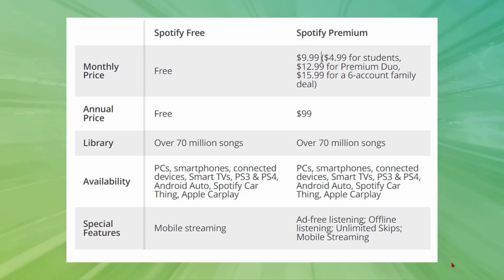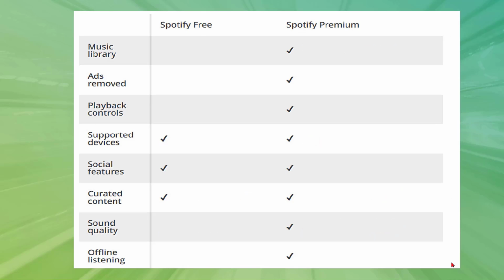Now, here are some differences. The free, of course, is free. The premium is $9.99 a month, or it's $99 a year, so you get 2 months free. The library is the same. The availability is on the same devices, but under special features, you've got mobile streaming in the Spotify free, but you've got ad-free listening, offline listening, unlimited skips, and mobile streaming in the premium version.